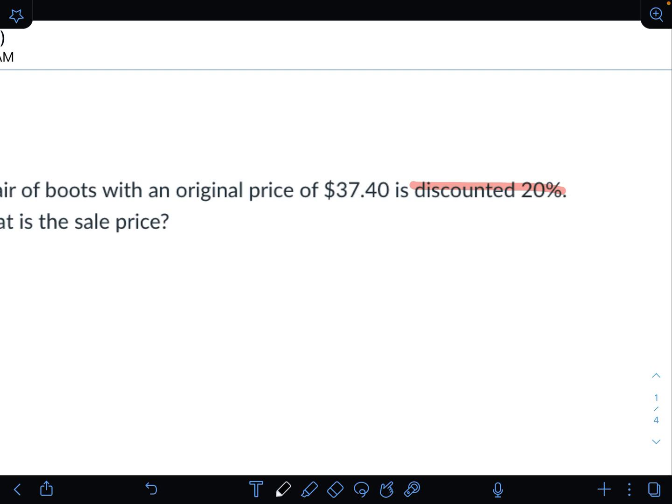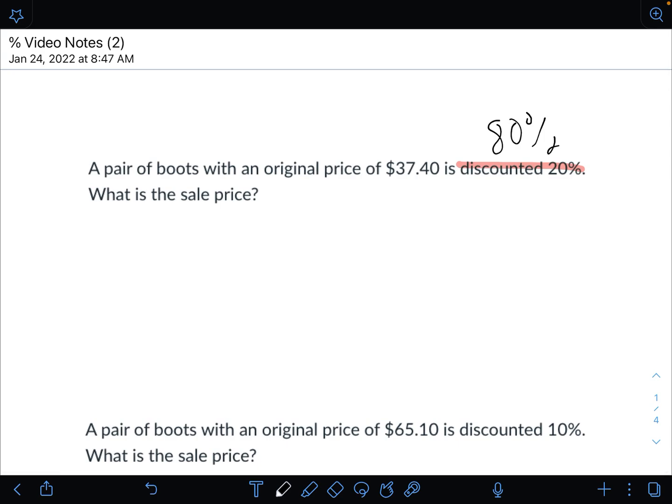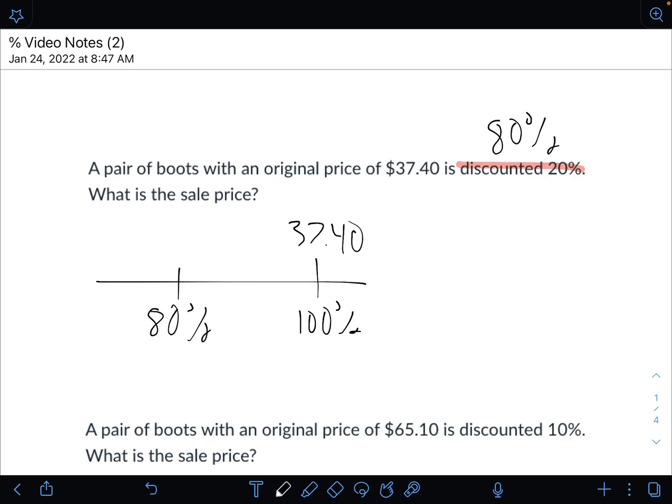Yeah. So what you're looking for isn't 20% of something. You're looking for 80%. You're looking for that other piece. You're paying 80%. Okay? So let's try to model this for a minute. So we know 100% is 37.40. And we're discounting 20%, so we're paying 80%. And we don't know what that is.